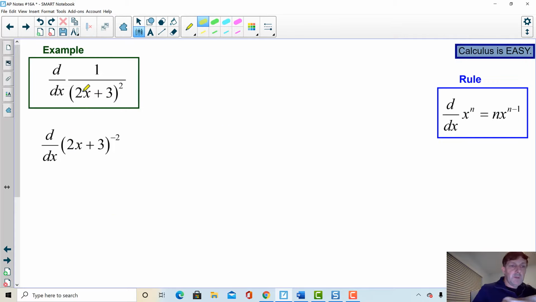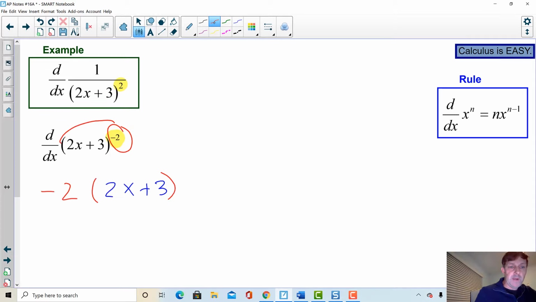Now we haven't learned the quotient rule yet, so we can't do the derivative of a quotient. What we can do is rewrite this. If it's a 2 on the bottom and we move it up, it'll become a negative 2 on the top. And now we can do the derivative. If we use the power rule, this negative 2 will come down. The new power will be 1 less, so it'll be negative 3. Don't forget the chain rule. We have to do the derivative of the inside.